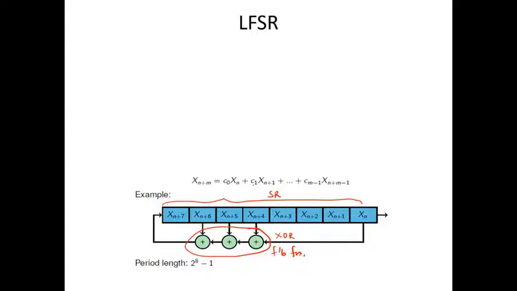They are just the coefficients, which will be in the form of ones or zeros. So if a given bit has to be included, it will be a 1. If the given bit is not there, it will be a 0. So the feedback function is defined like this. How to compute the bit x(n+m)?